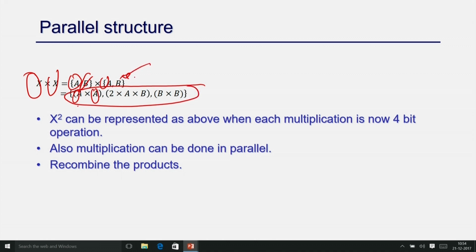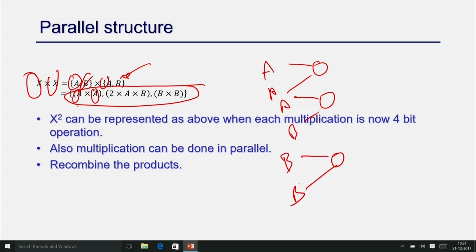So this is possible. The basic idea I am trying to give you is that instead of doing an 8-bit multiplication, I can now do 4-bit multiplications: these three are A into A, A into B, and B into B.